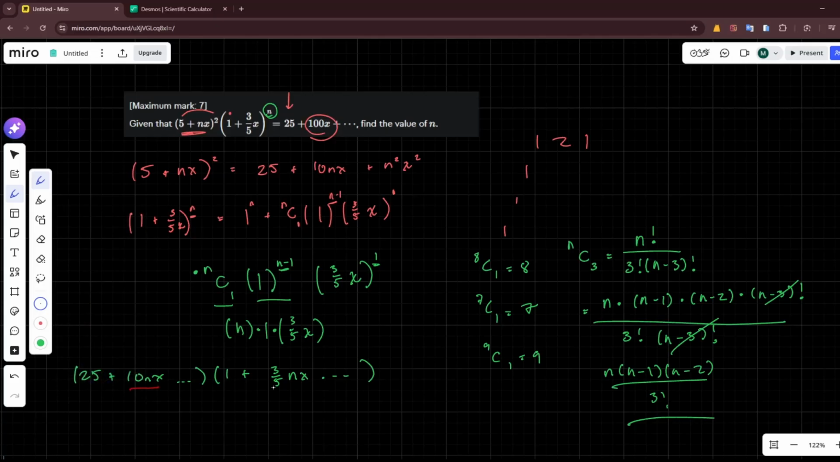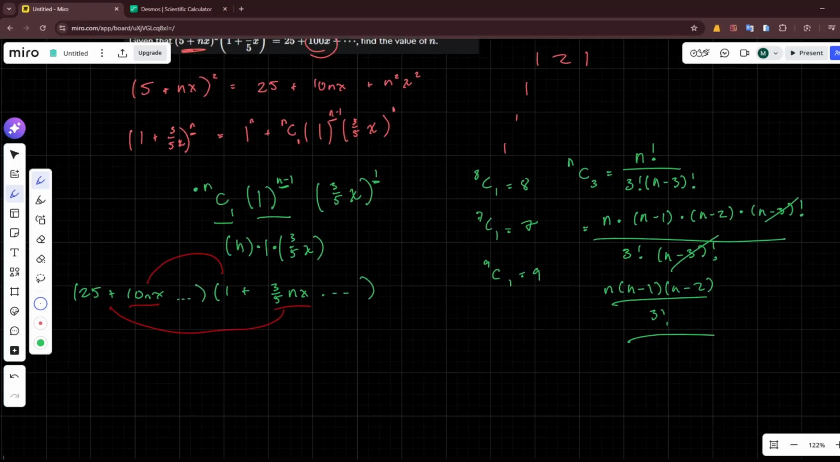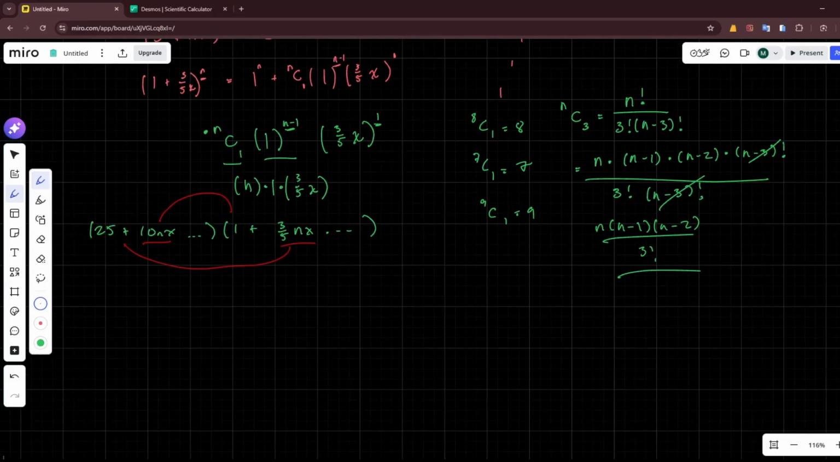Well, if we do 10nx times 3/5 nx, we're going to end up with an x squared term. So that's no good. What we need to do instead is try and think about what's going to give us an x. So 10nx times 1, and 3/5 nx times 25. So let's multiply these out to try and find our answer. So we're going to have 25 times 3/5 nx plus 10nx. These are the two terms that when we multiply them out, they give us all of our x's. We add them together, they should give us our x to the power of 1 term.